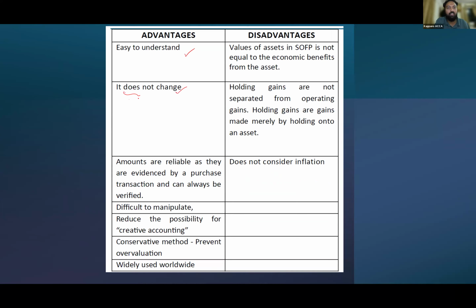What do you mean by it does not change? The cost does not change. Cost is same in every year. Of course, the depreciation will change, the carrying amount will change, but the cost is same every year.